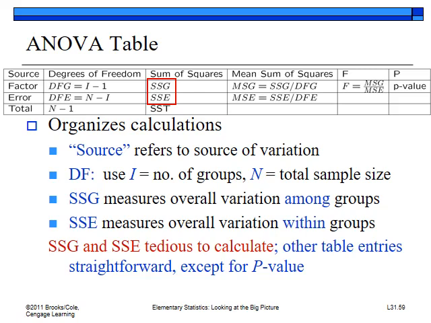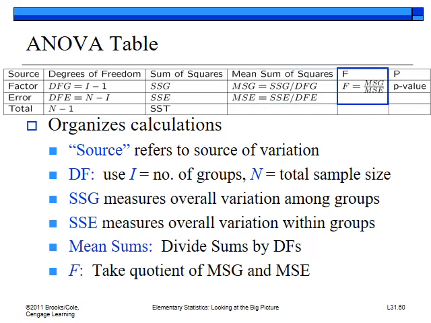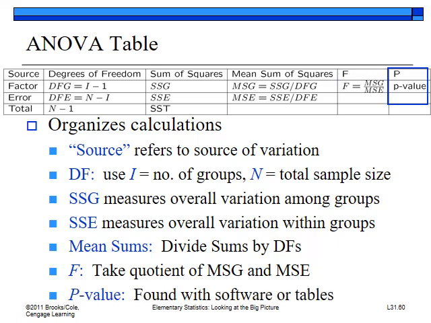Those two numbers individually are really tedious to calculate. Everything else is pretty straightforward except for the p-value, which we'll need to use a calculator or a computer to get. Next, we get to the mean sum of squares, which we get by dividing the SSG by the DFG and dividing the SSE by the DFE. Finally, to get F, we take the quotient of MSG and MSE, and then we use software or a table to find the p-value.